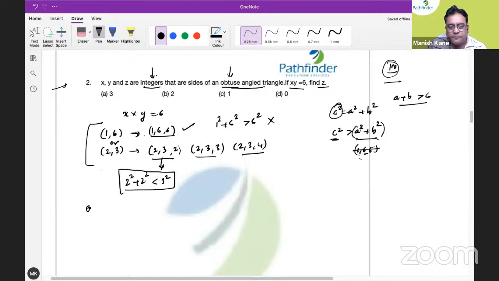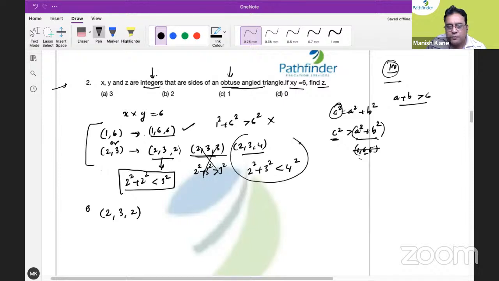So one possibility is 2, 3, 2. What about 2, 3, 3? 2 square plus 3 square is greater than 3 square. This is not obtuse. How about this one? 2 square plus 3 square is less than 4 square. So this is also obtuse. So I have two possibilities, 2, 3, 2 and 2, 3, 4.